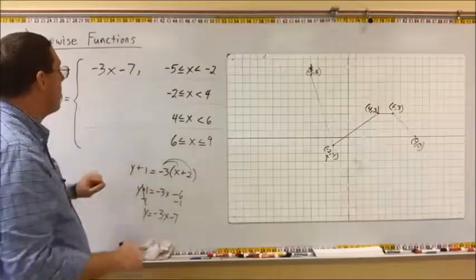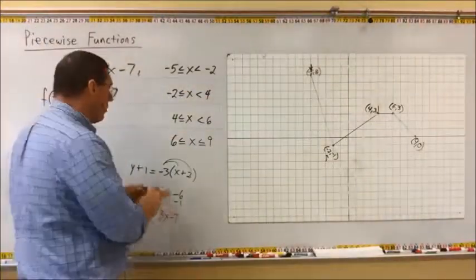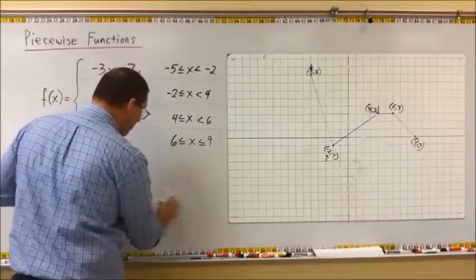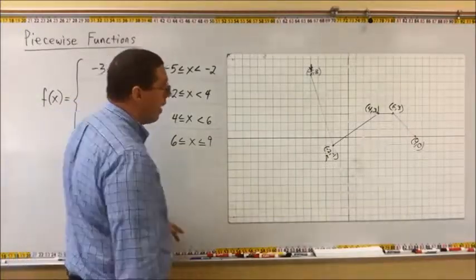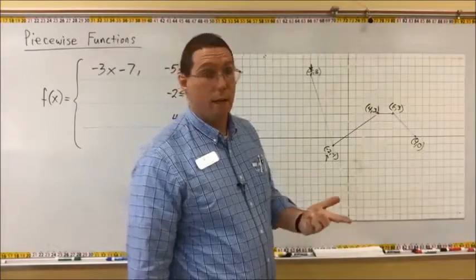I'll put a comma on there, and now I'm done with my first piece. My second piece, I'm basically going to do the same thing. Only this time, let's go ahead and identify the slope graphically, okay?